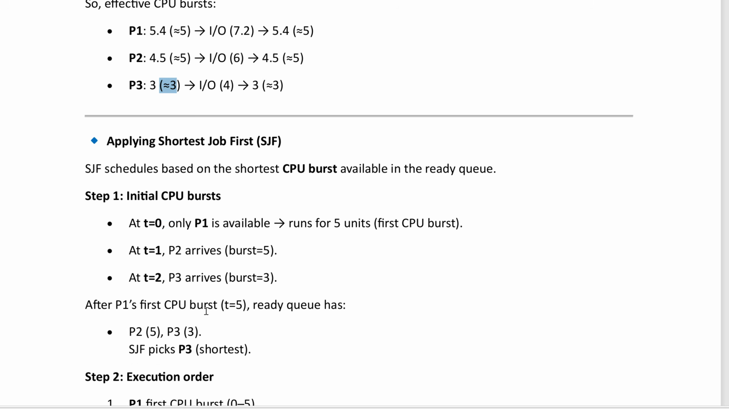So shortest job first says that, see, at time 0 P1 arrives and it will run for 5 units of time. Then the CPU burst for the others comes after P1's first CPU burst. So up to 5, P1 has executed for 5 units of burst time.